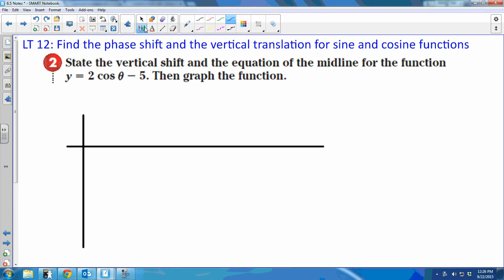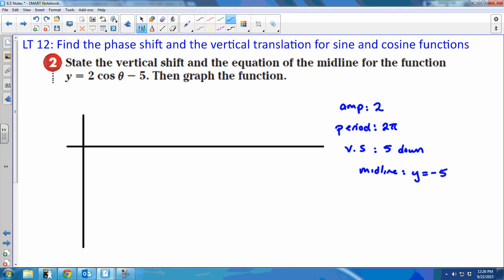So yesterday we said on this example that the amplitude was 2, right? And the period was 2 pi. Right. And we said the vertical shift was 5 units down. And so the equation of the midline was y equals -5. We said all of that yesterday, right?